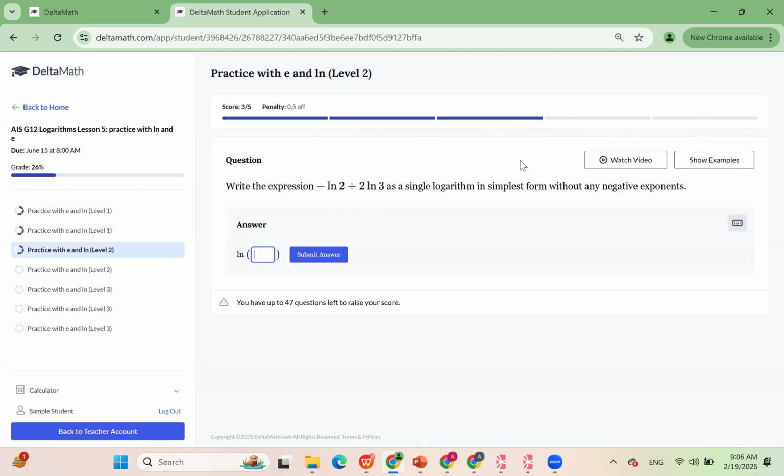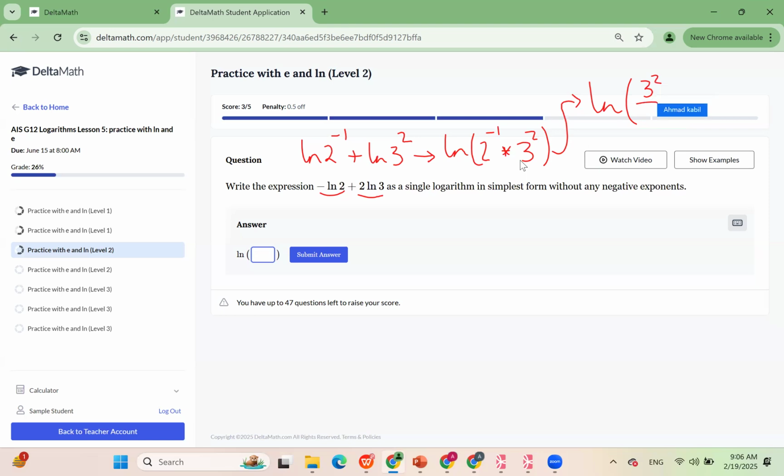Let's try one more. Here we have negative ln 2 plus 2 ln 3. So let's take the powers inside. This becomes ln 2 power negative 1 plus, and this becomes ln 3 power 2. Together they give us ln of 2 power negative 1 multiplied by 3 power 2, and this is the same as ln of 3 power 2 over 2 power 1, which is ln of 9 over 2.